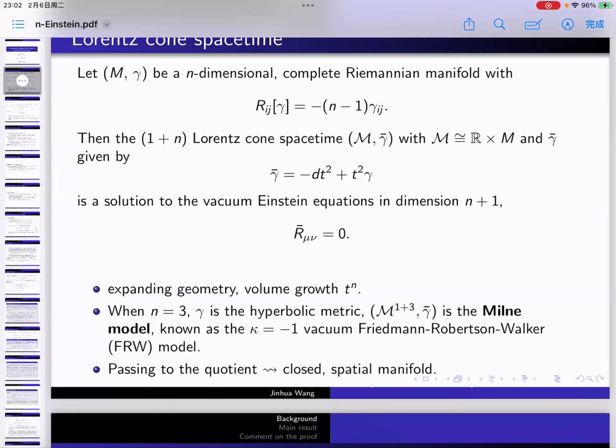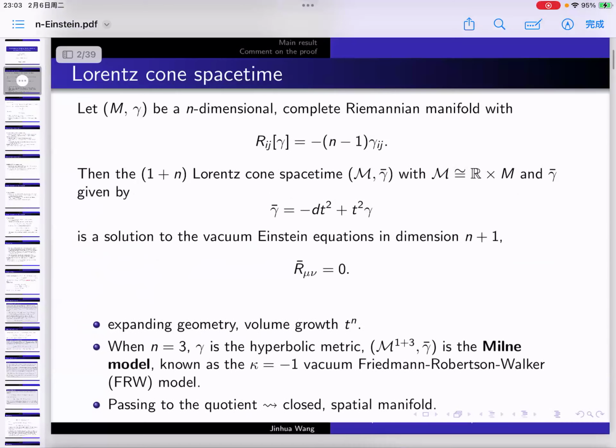And there are several remarks for this spacetime. It has expanding geometry with volume growth t^n, and when n is 3, then gamma is the hyperbolic metric, and then the spacetime is the Milne model. It was also known as the kappa equals -1 vacuum FRW model. And one can also pass into the quotient, so that it is considered a closed spatial manifold.